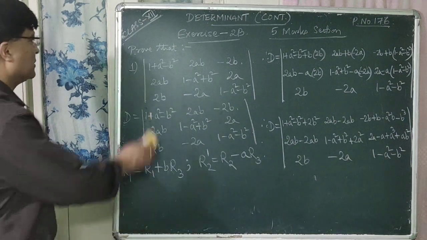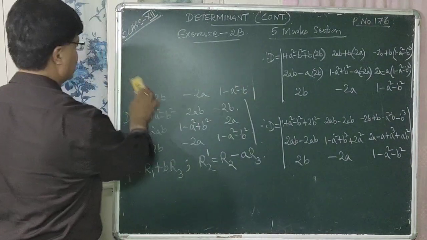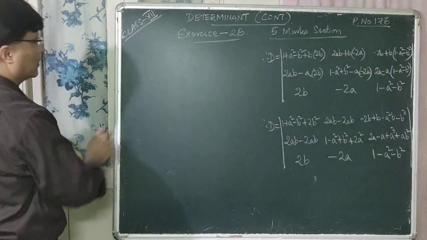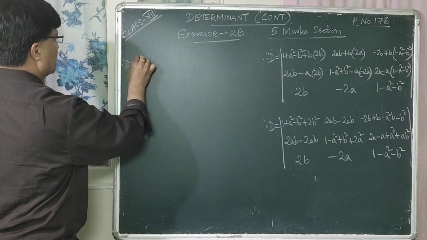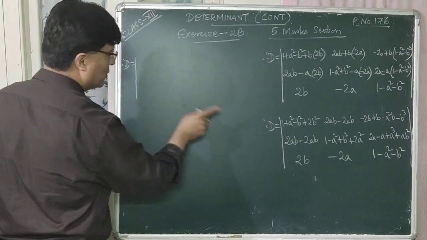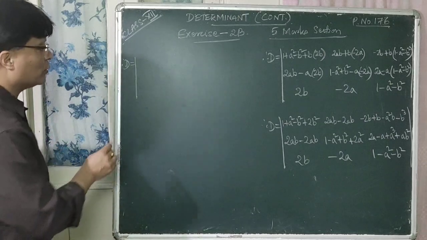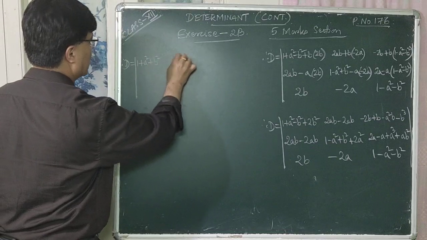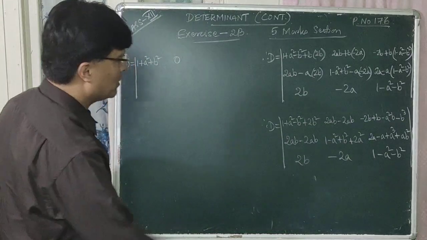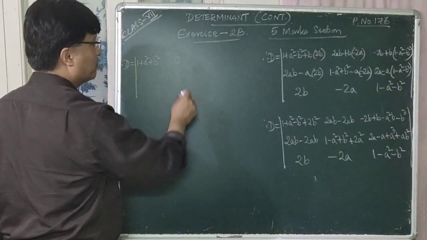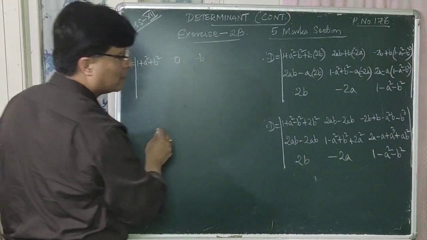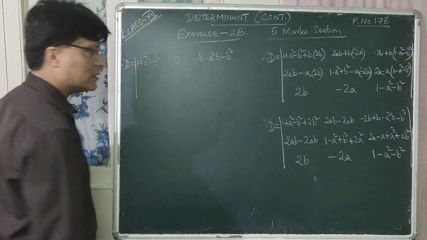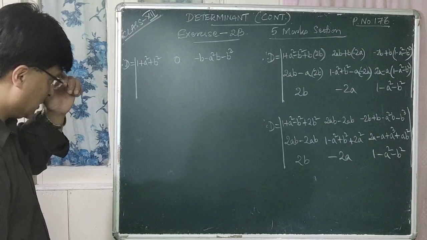Now let us simplify it. Therefore, D is equal to, so what is the first row now? What is the first element of the first row? 1 plus a square plus b square. Second element is 0, 2ab minus 2ab. Then minus 2b plus b. You can subtract it, minus b. Then minus a square b minus b cube. Right? And next one, what is the next one?